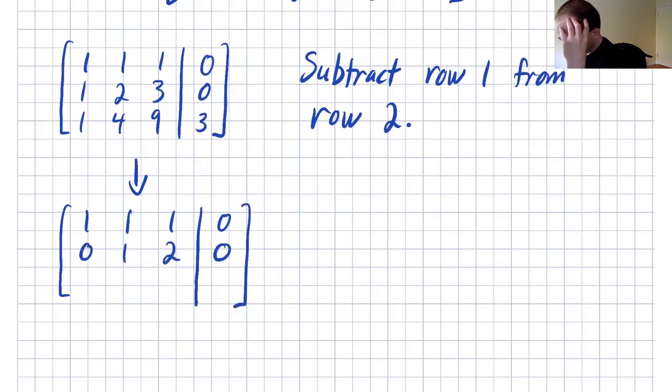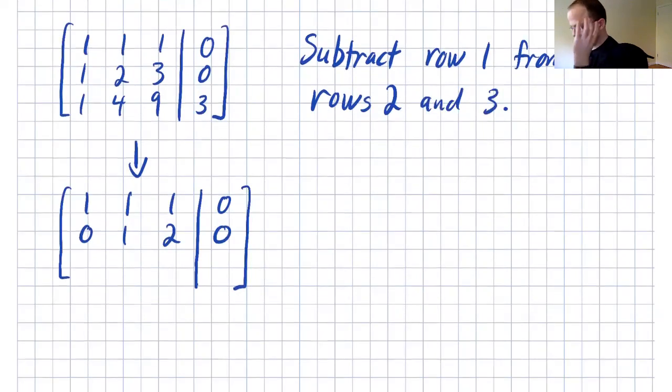Okay, and now we can do the same for the last row. Maybe we could do both at the same time. So subtract row 1 from rows 2 and 3. And this will put zeros here. So it's kind of like we're getting rid of the C1 variable from these other equations. So 0, 3, and 8, and 3.